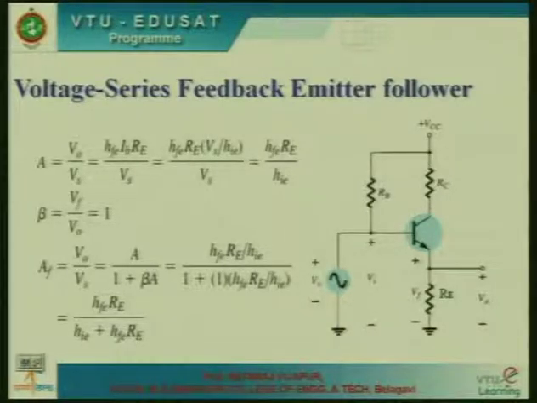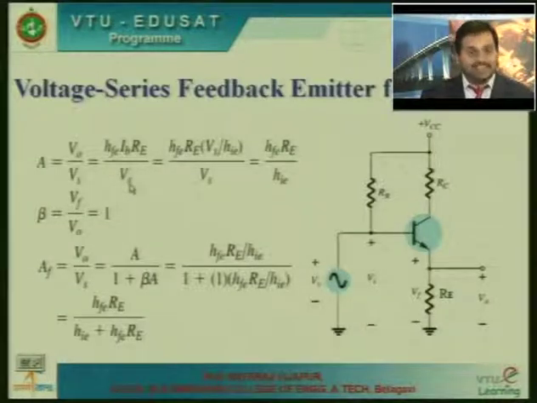Now, which current is flowing here? IE. We are collecting the output across the emitter, so the IE current will be flowing here. We know that IE and IC are nearly the same. By the h parameter model, I can call IC as HFE into IB, which in turn is equal to IE. So, it is IE RE, which is HFE IB RE divided by Vs, the input voltage. That is further equal to HFE into RE.